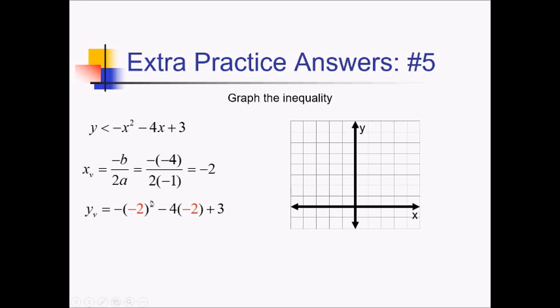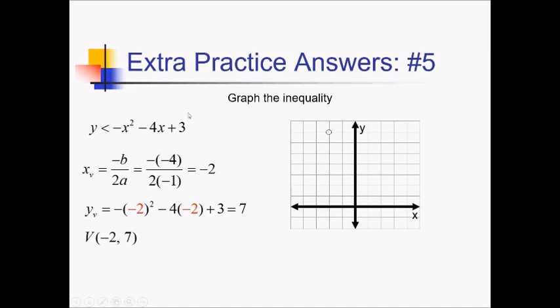We have -4 plus 8, which is going to be +4. +4 plus 3 gives us 7. So we have -2, 7 for the vertex. And let's see here, I've got no equals on my inequality, so that's going to be an open dot at -2, 7. So -2, 7, let's see, here's 4, 5, 6, 7, right there. There's my open dot.